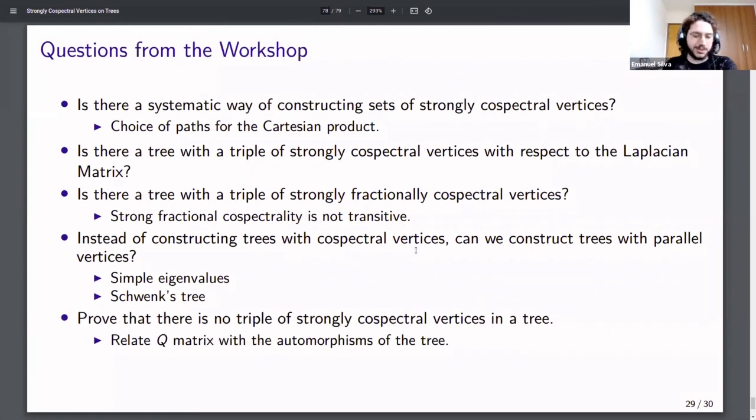And lastly, Crystal liked the subject of strongly cospectral vertices in trees. She saw my poster and gave me some ideas on how to show that there is no triple of strongly cospectral vertices in a tree. The idea was to relate the Q matrix with the automorphism of a tree and maybe reach some conclusions, such as: if Q maps A to B, B to C, and C to A, maybe this would lead us to an absurdity. So these are other paths we could take to try to advance on this problem.